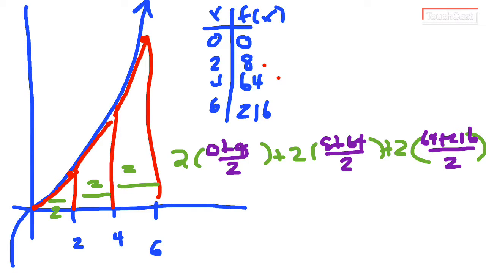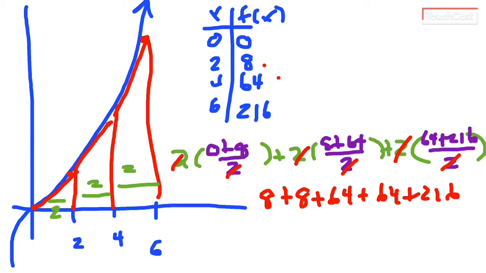So now I'm going to simplify this however I can. I'm going to cancel those 2s, and that 2, and that 2, and that 2. So this is going to be 8 plus 8 plus 64 plus 64 plus 216. I'm going to simplify that the best way I can. That's 220, 280, 340, 344, 352, 360. So my approximation is going to be 360. I didn't have a scenario here, so I don't have units to specify.